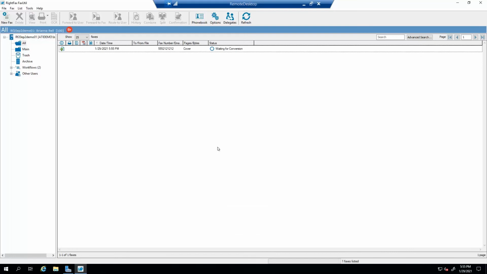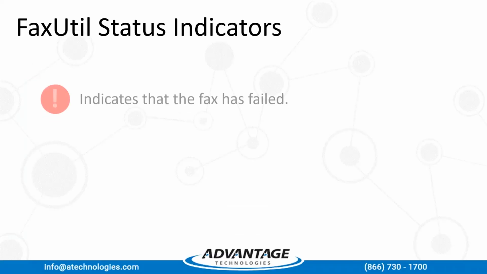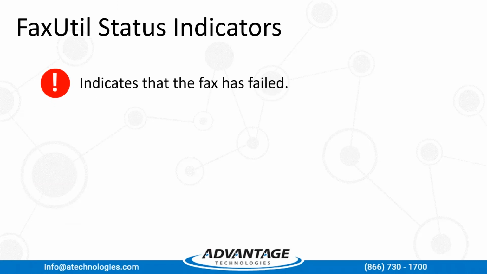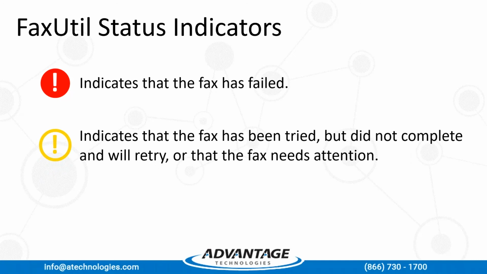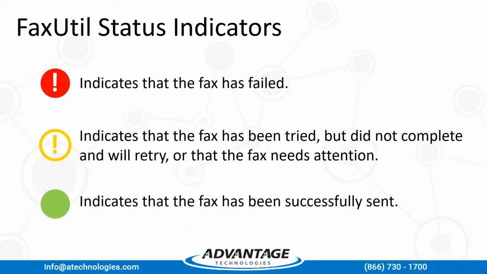Back in FaxUtil, you can track the progress and status of your fax. Faxes that have a red status indicate that the fax has failed. Faxes with a yellow status indicate that the fax has been tried but did not complete and will retry, or that the fax needs attention. Faxes with a green status indicate that your fax has been successfully sent.